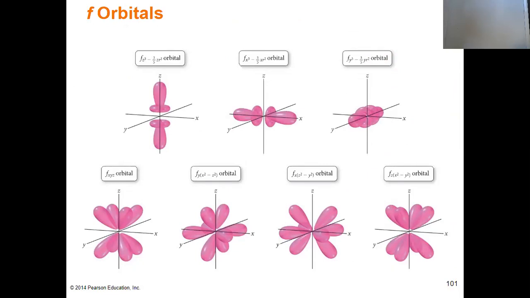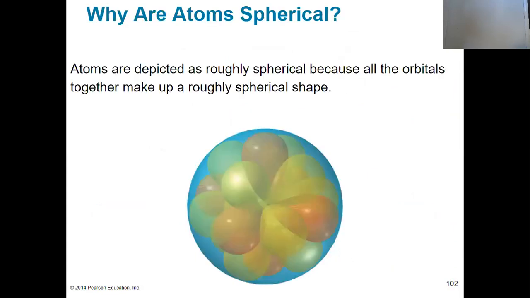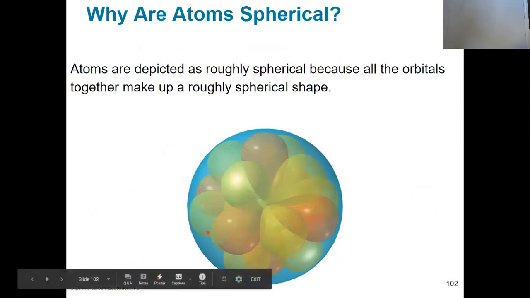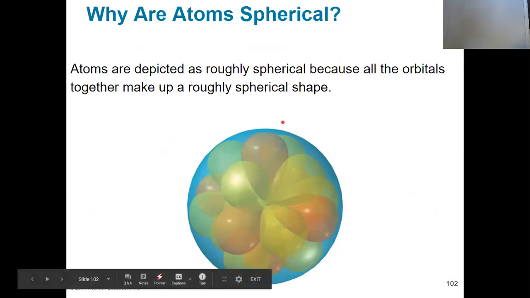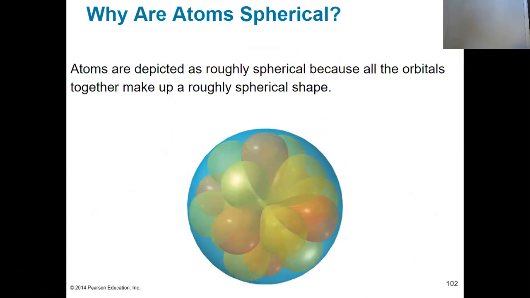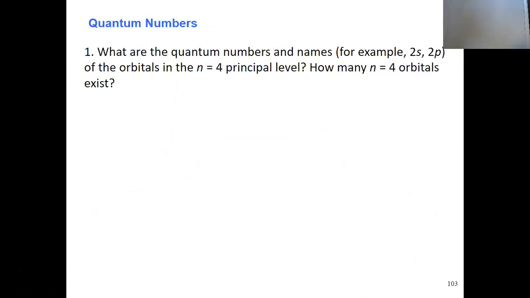What is interesting though is that if you put all of these shapes together, they all fit together in a spherical way. This is actually why atoms are always depicted as a sphere. It's not 100% perfect, but you could take all of these different shapes, including those crazy F orbitals, and when you put them all together and match them up like a puzzle, the shape they form is a spherical one. So it all kind of works out. That's a summary of the shapes of the orbitals.